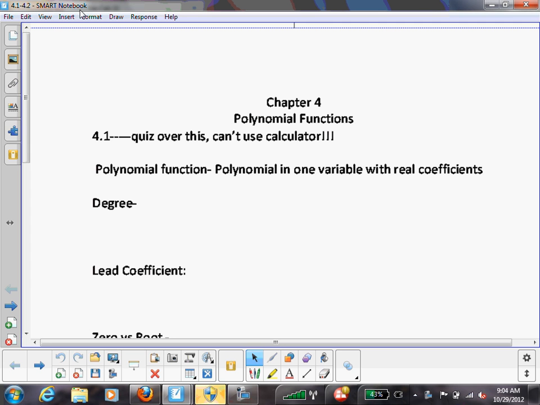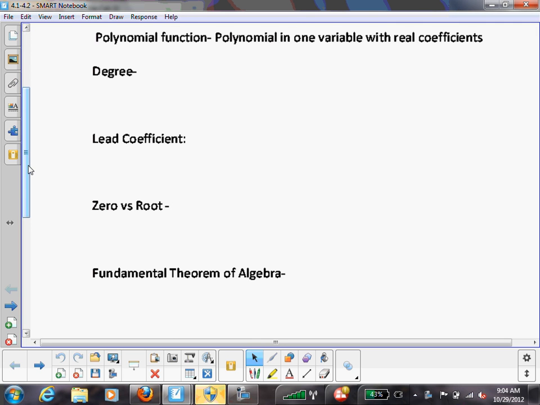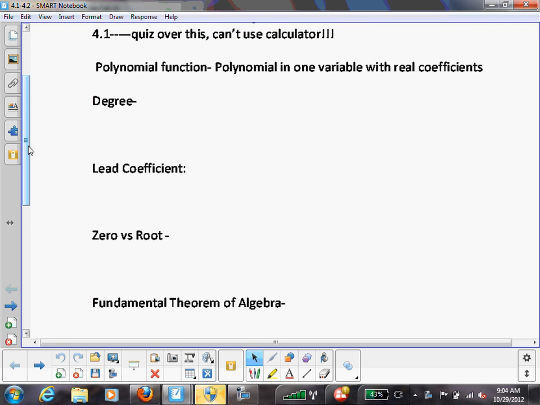A polynomial in one variable, a polynomial function, is a polynomial with one variable and real coefficients. Real being 2/3 or 1/2 or 8, not irrational like i. So how do you determine the degree of your polynomial?